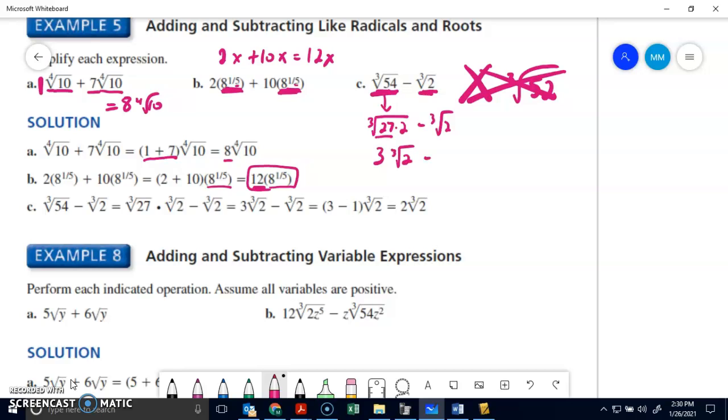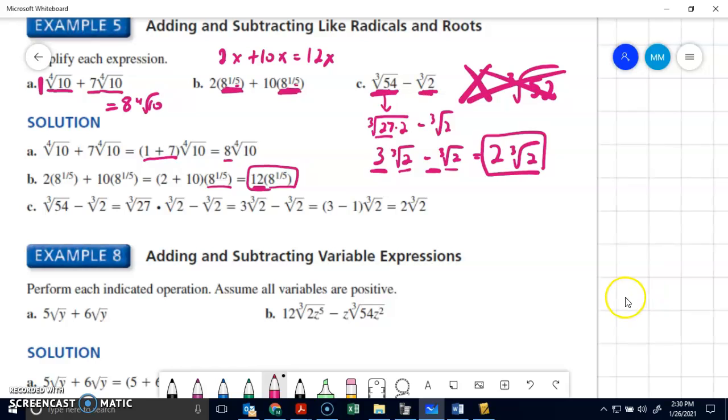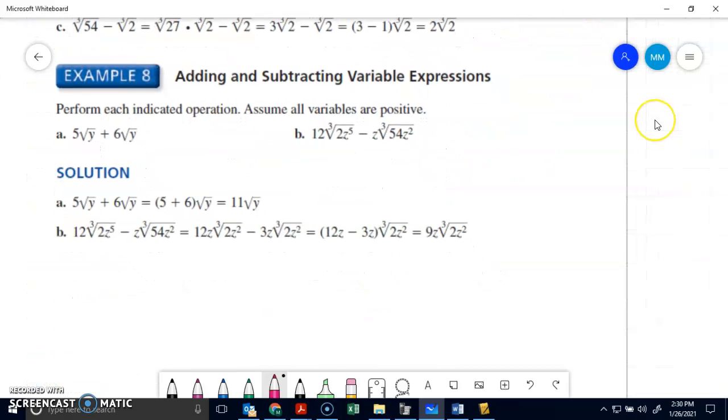So I have 3 cubed root of 2 minus 1 cubed root of 2. 3 minus 1 is 2 cubed root of 2. So I break it down so they do have the same radicands, and then I can add and subtract. But you have to break it down first. We can do this with variables as well. As you can see here, these are exactly the same. 5 of these plus 6 of these makes 11 of those square roots of 1. And I don't touch the square root of 1. I'm just counting how many I have, 5 plus 6.